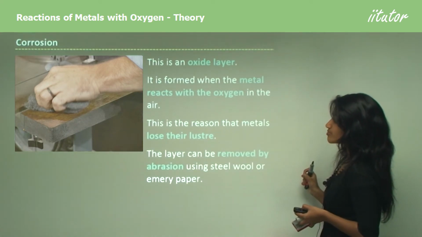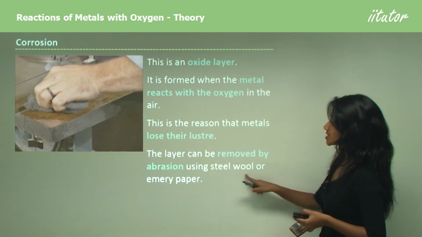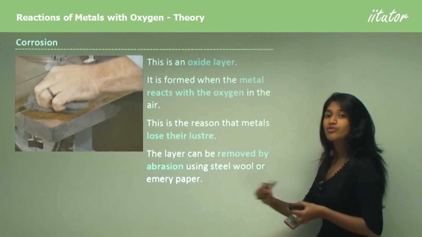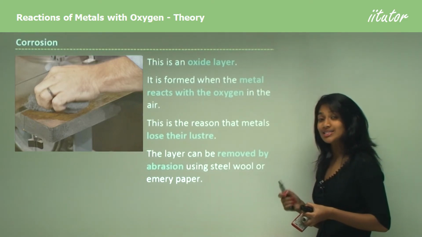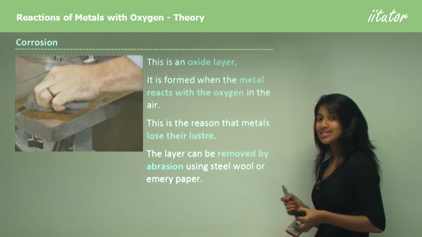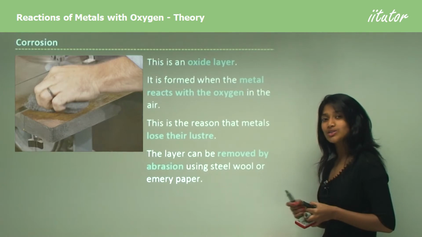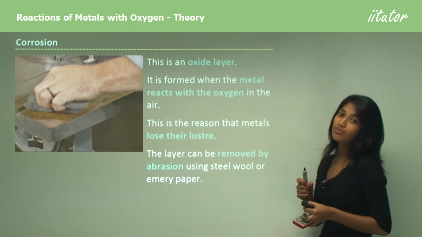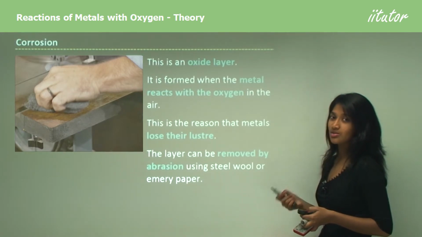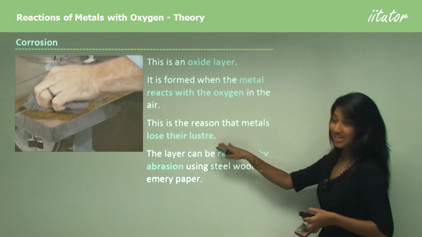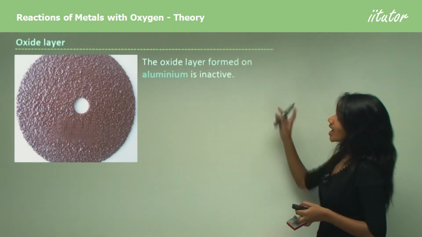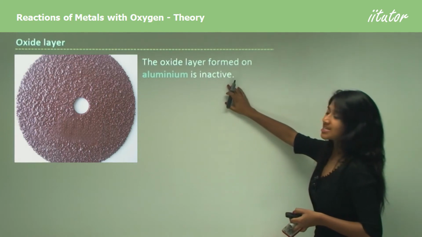The layer can be removed by abrasion using steel wool or emery paper. So if you rub steel wool against a magnesium strip that has developed magnesium oxide on it, you would clean it and make it shinier. By doing this, you're actually removing the magnesium oxide, which is a white powder, making it less lustrous. The oxide layer formed on aluminium is inactive.